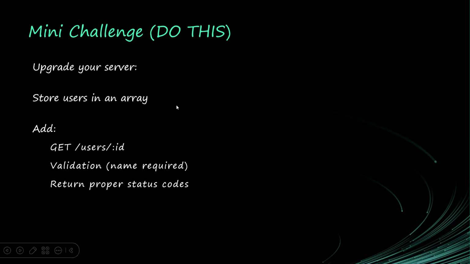Now, I want you to upgrade your server. I have stored users in an array already. I want you to now do get users. This time around, we are not deleting or updating, we are getting. Also validate their name when they want to register. Validate their name first. If their name was wrong or was not validated, you give them an error message. So I want you to do this as a mini challenge.